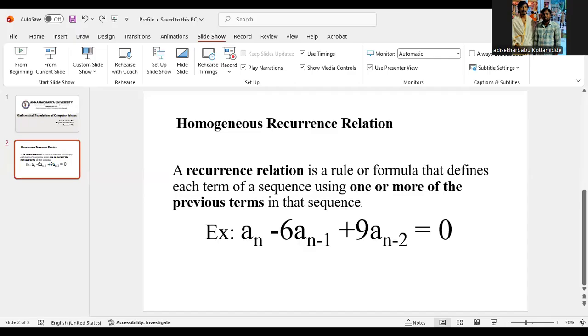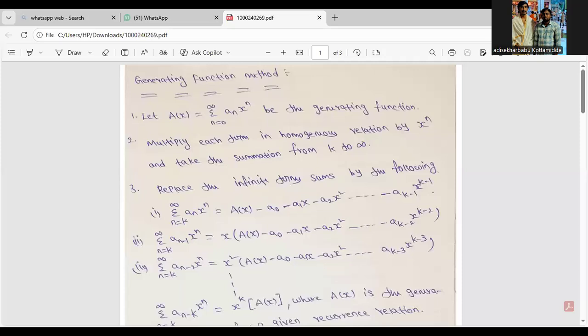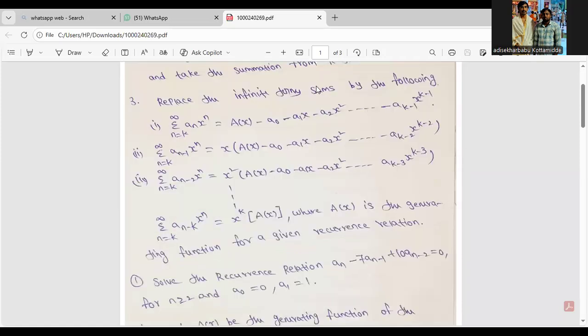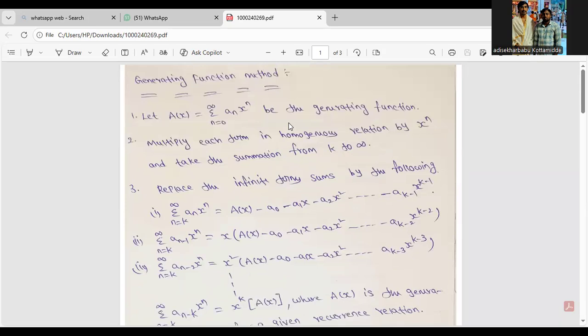Now we will explain generating function in recurrence relation. This is the generating function method. Solving a recurrence relation by the generating function method is the most important method in mathematical foundations of computer science.